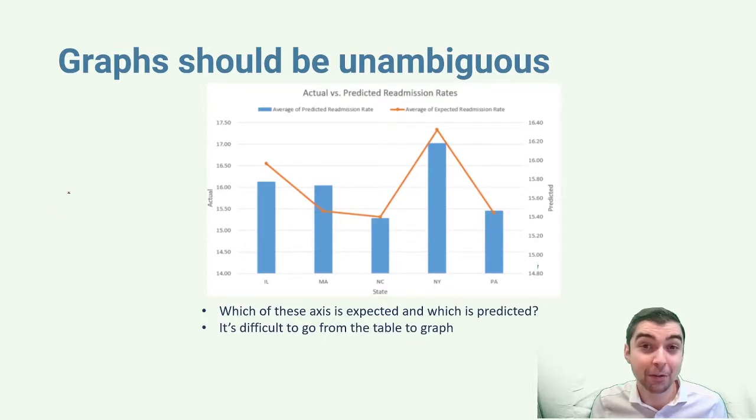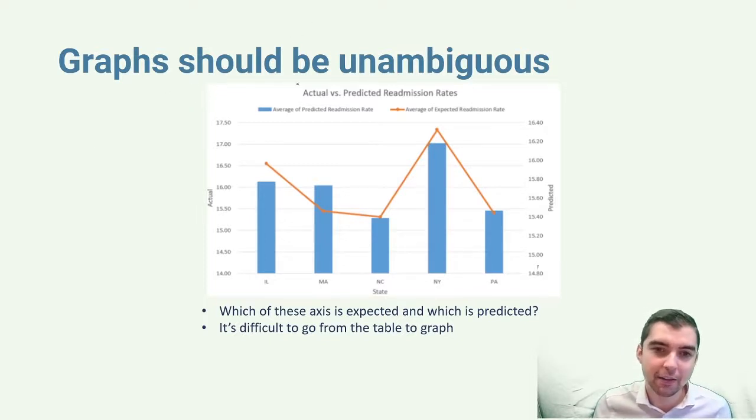Graphs should be unambiguous. Here's a mixed bar and line graph. It's trying to show you the actual versus predicted readmission rates. I'm looking at this and I see, okay, blue is average of predicted readmission rate. Orange is average of expected readmission rate. And I'm looking at these different states, Illinois, Massachusetts, North Carolina, etc.